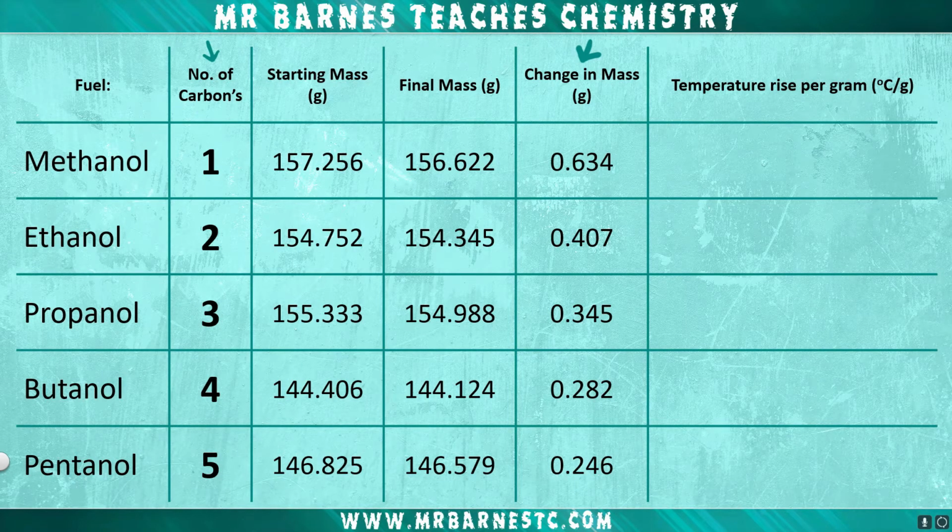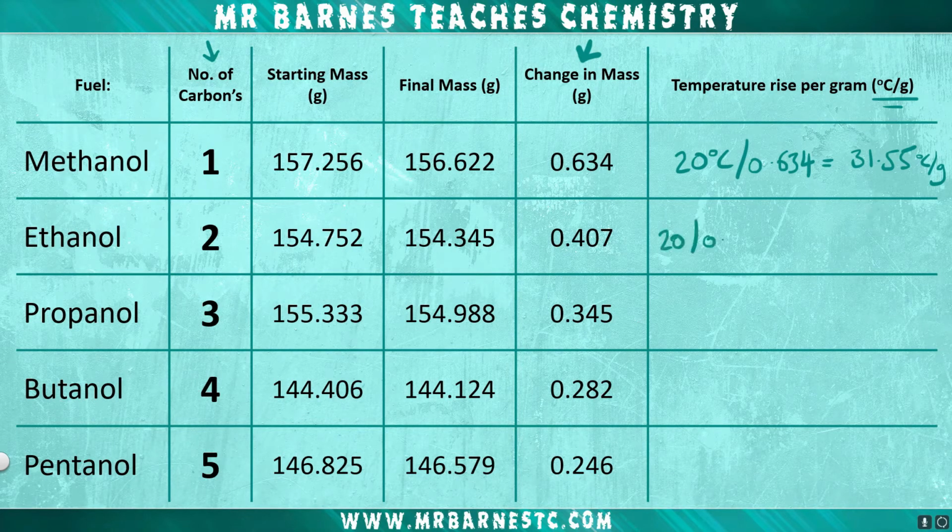What we can do now is work out the temperature rise for every gram used. To do this, we divide the change in temperature by the change in mass. The change in temperature is 20 degrees C every single time. So for methanol, I divide 20 degrees by my 0.634 grams, giving me a temperature rise of 31.55 degrees C per gram.